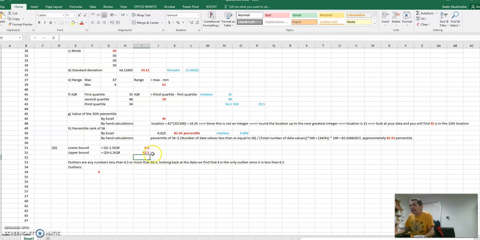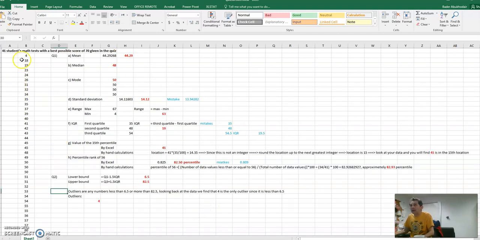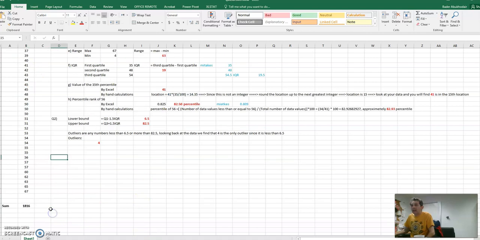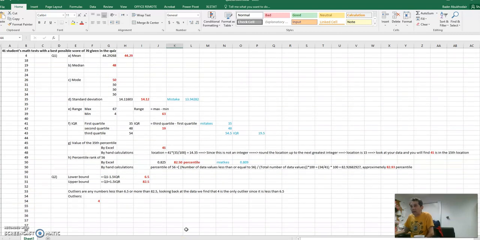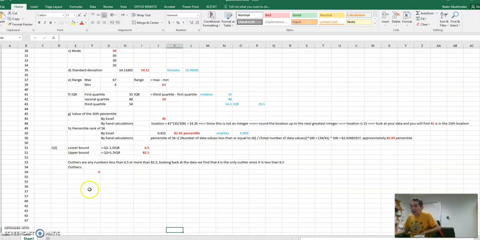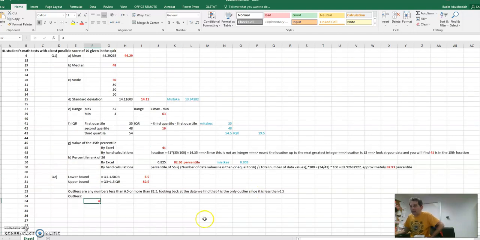So any data more than 82.5 test score, we will consider an outlier. Any data less than 6.5, we will consider an outlier. So going back to the data, I noticed that 4 is less than 6.5, 18 is more, so it's not an outlier. So the only outlier is 4. On the top, I don't have anything more than 82.5, so I don't have a larger outlier. So the only outlier over here is 4, which is less than 6.5. Okay.